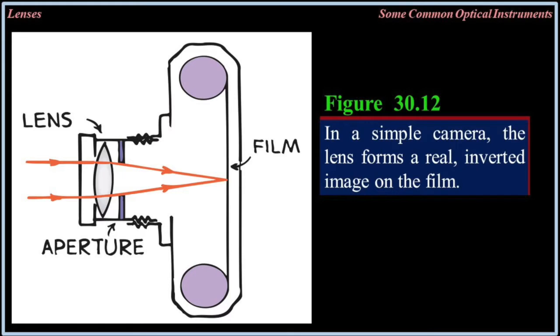Figure 30.12. In a simple camera, the lens forms a real, inverted image on the film.